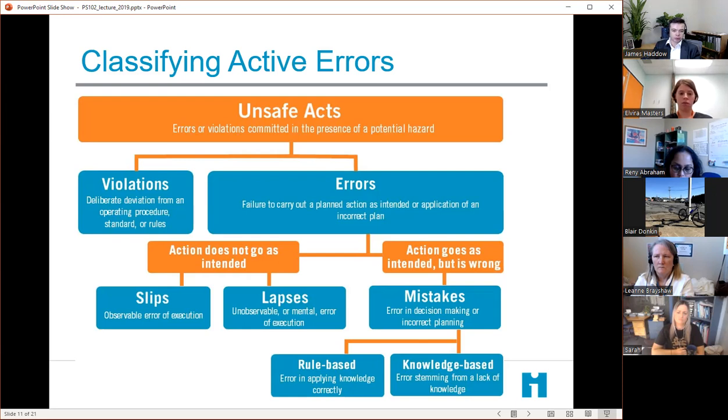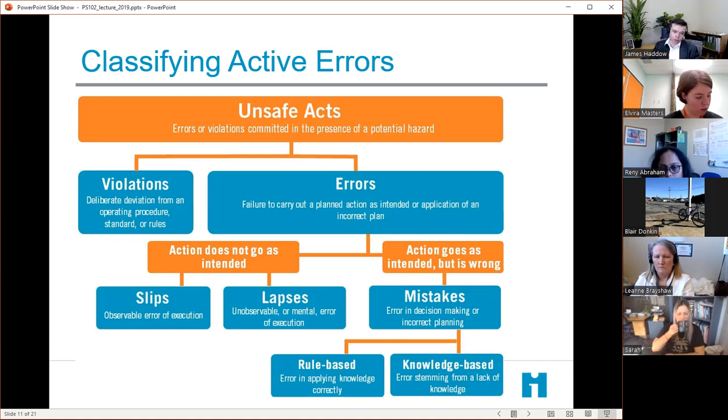got distracted, or you forgot to do something in the chain of events that meant that you ended up with the wrong outcome. And then the second type of error is that you do the wrong thing, but you carry it out correctly, but your decision was wrong. And that's a mistake. So you added 1 and 1 and you got 3. That was a mistake. And the mistakes are divided up into two types, a rule-based and a knowledge-based.